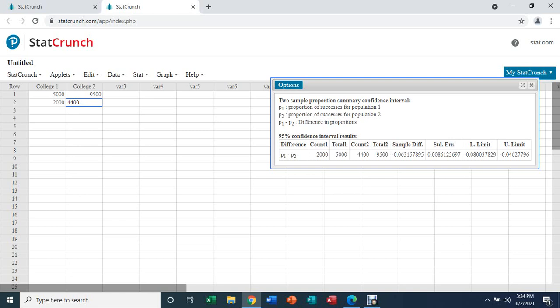So this is how you do a two-sample proportion test using StatCrunch.